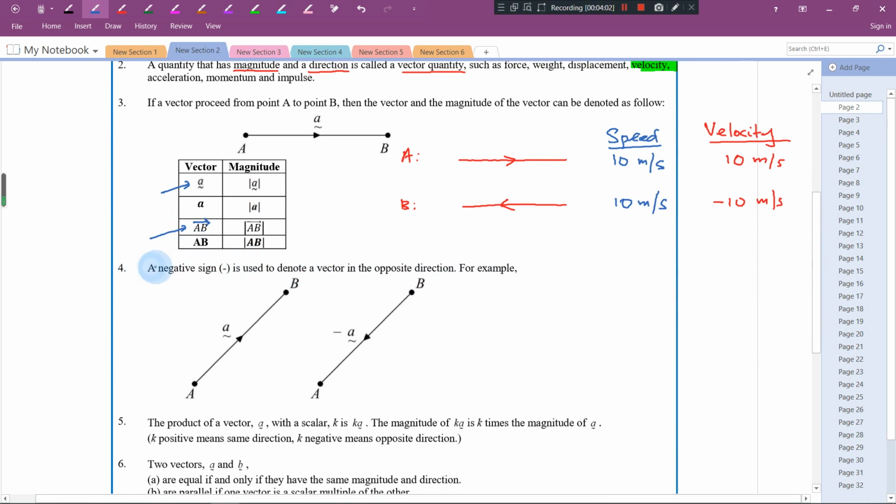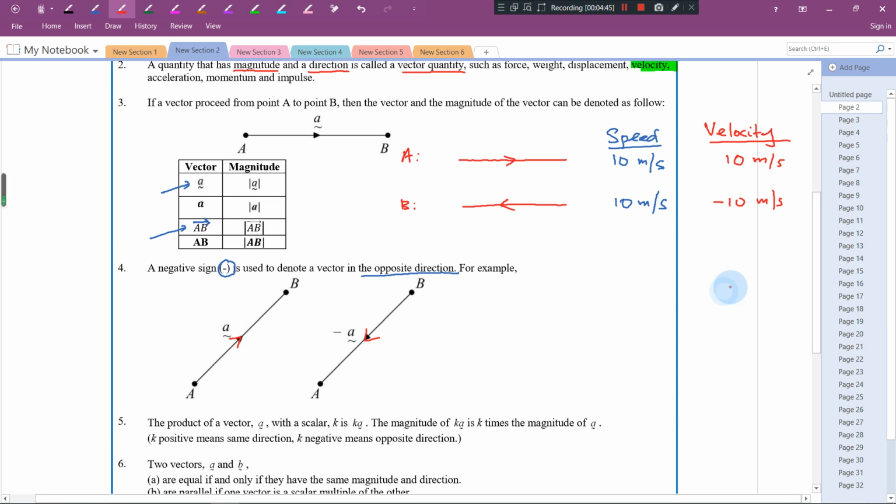Okay, now let's look at number 4. A negative sign is used to denote the vectors in the opposite directions. Okay, when you see a negative sign, it means opposite direction. Same thing like this one. So now you look at these two vectors, A to B, this is B to A, but they have the same length, same magnitudes. What is different is the arrow. So in vectors, you have to look carefully at the arrow. The direction of the arrow is very important. So this goes this way, and this goes this way, right? Opposite directions. If this is A, then this will be negative A. If this is negative A, then this will be A.